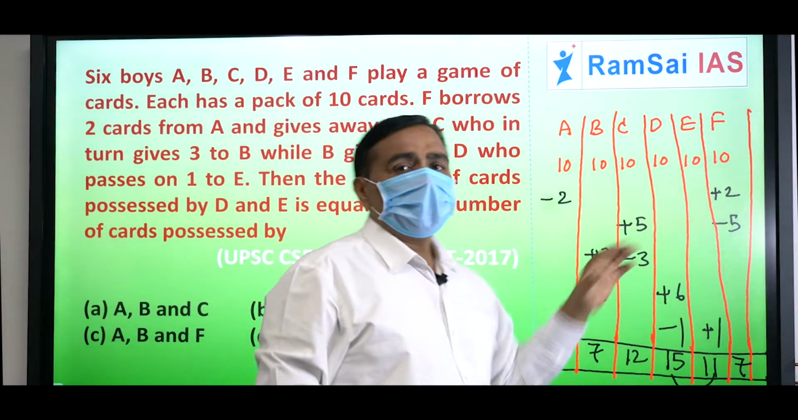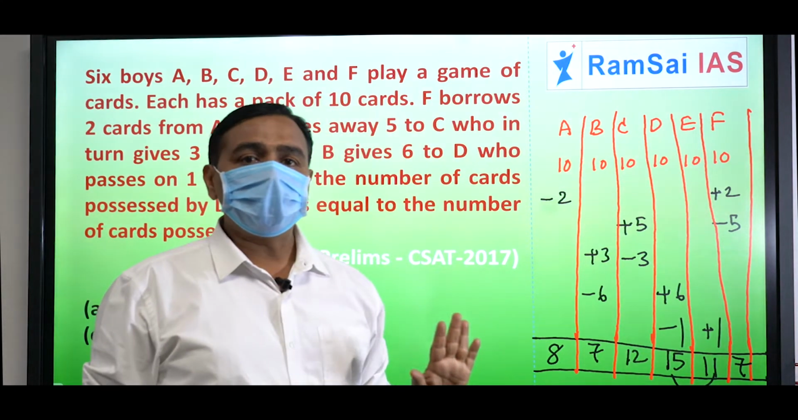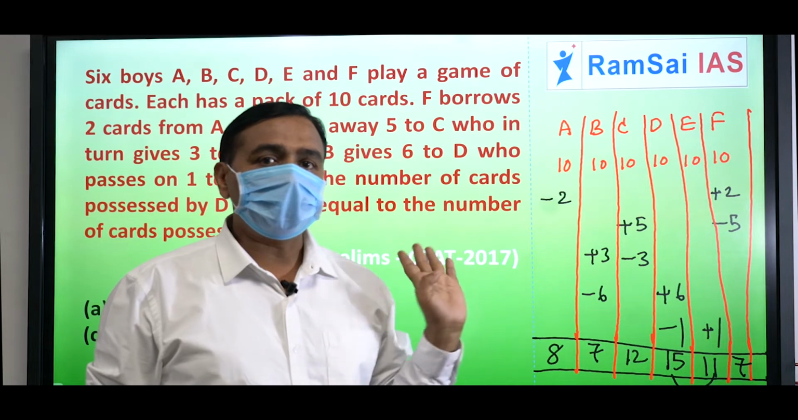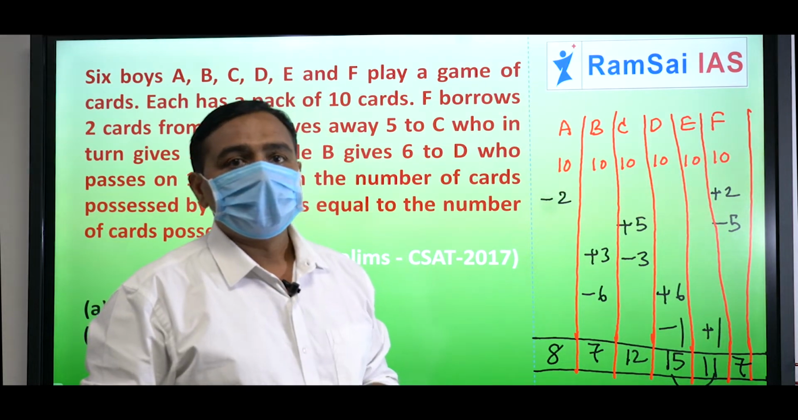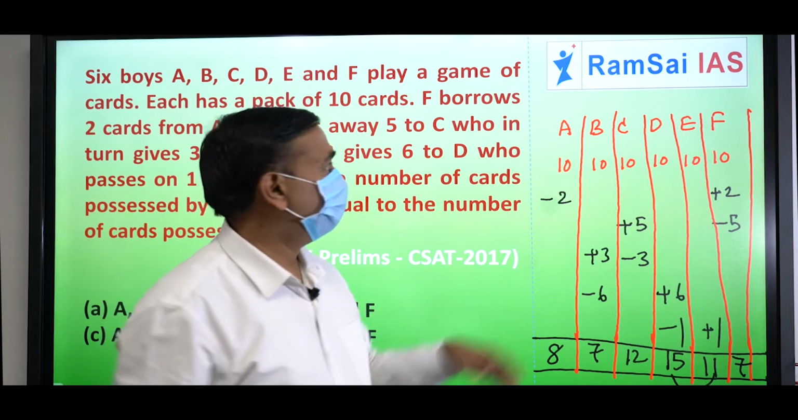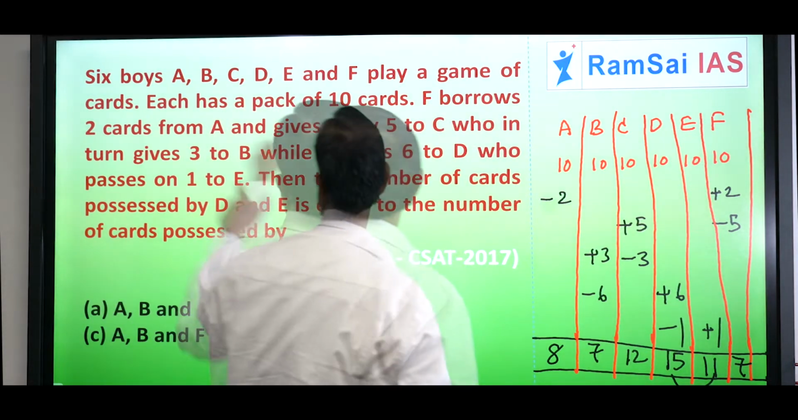Here time is not a problem for you because you have a minimum of 3 minutes for each. You need to solve just 40 problems in it. For 40 problems you get 120 minutes of time. Time is not a constraint here. So F borrows 2 cards from A.